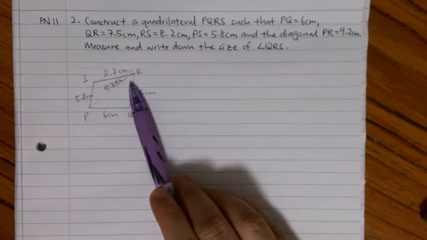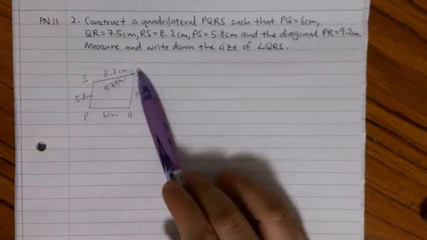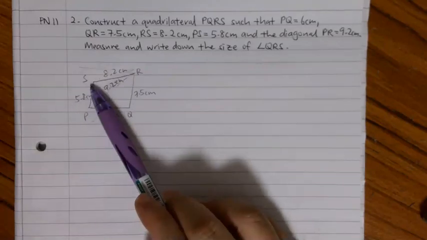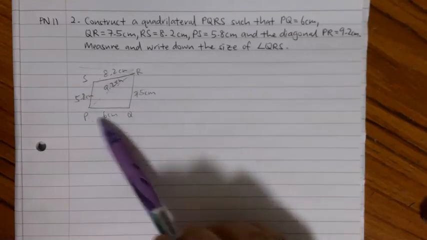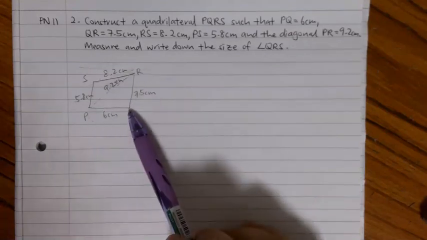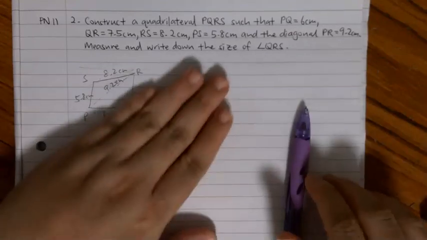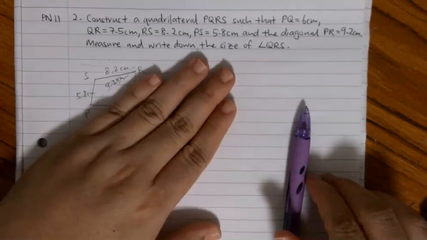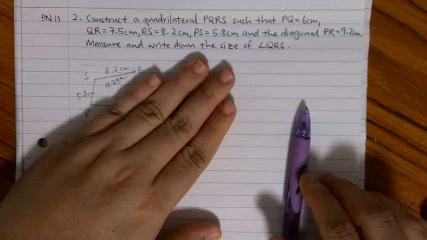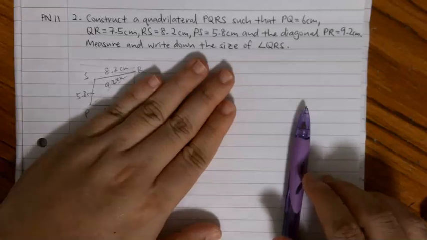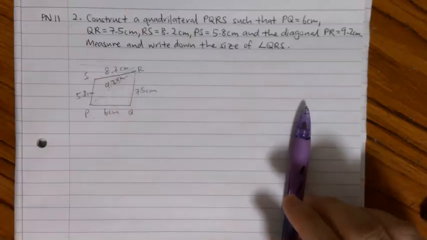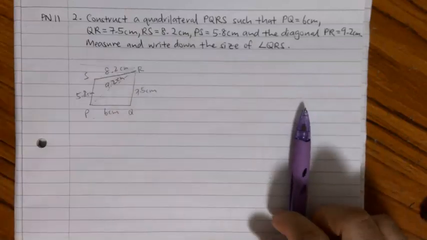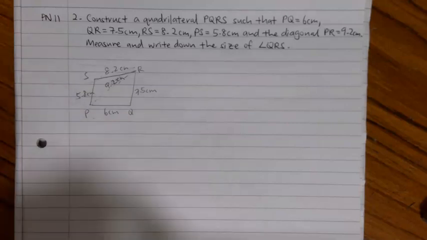Then I will take it that I'm constructing a triangle PRS to get point S out, and then I will construct another triangle PQR to get point Q out. So this is actually very similar to practice round 8, where you draw a triangle with 3 sides given to you. So let's get started.